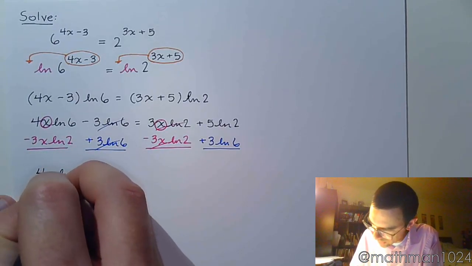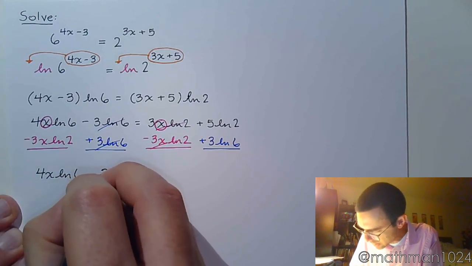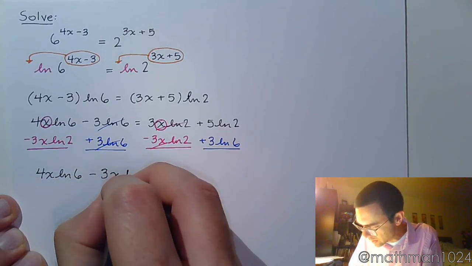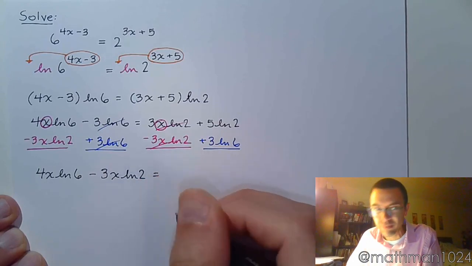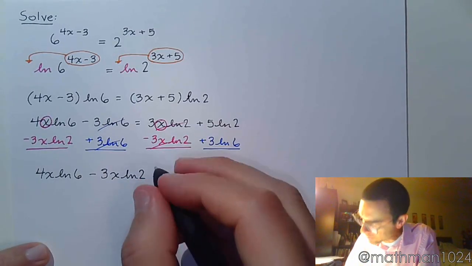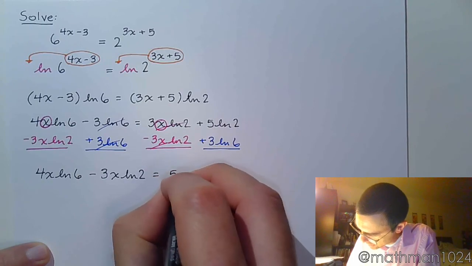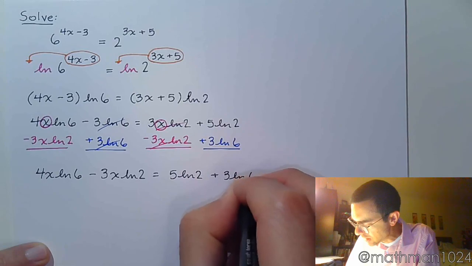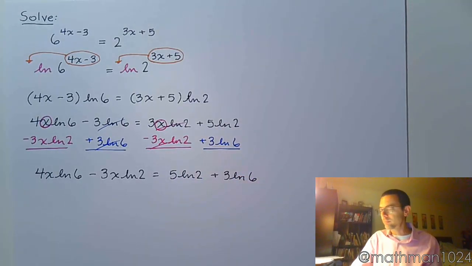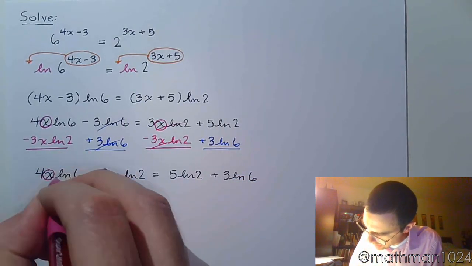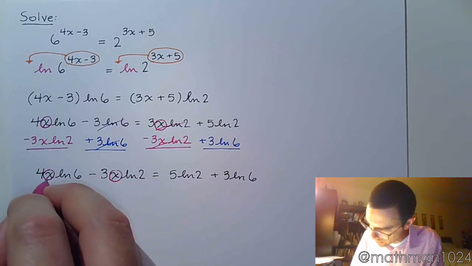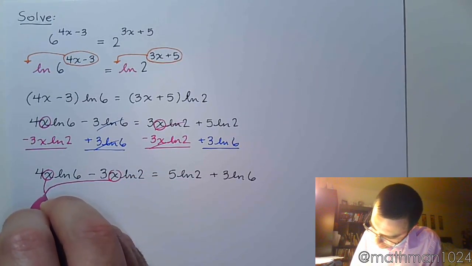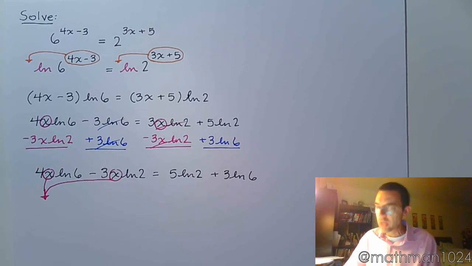So 4x natural log of 6 will not combine with minus 3x natural log of 2. That's fine. We don't really need it to combine. On the right side, 5 natural log of 2 plus 3 natural log of 6. And again, we play the same trick here. You're going to take that common factor of x, and you're going to factor that out. This is how we get x by itself.